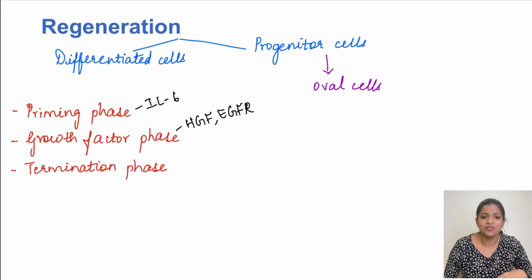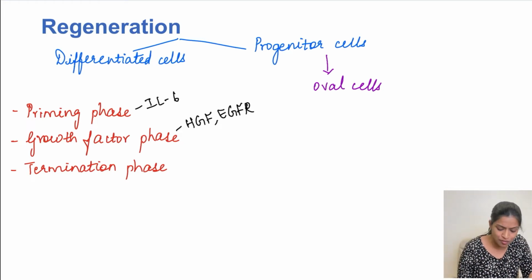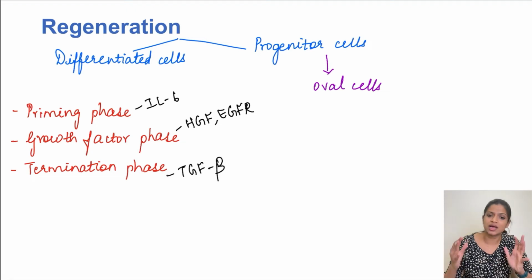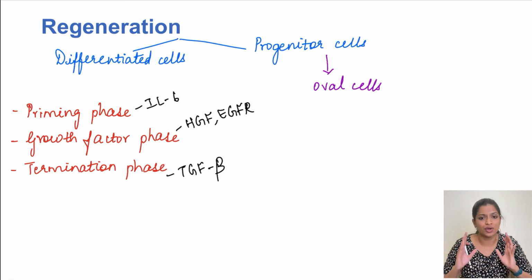The third phase will be the termination phase. That is, the cell has now proliferated, and it has to stop proliferating. So with the help of anti-inflammatory cytokines like TGF-beta, signals will be induced and the proliferation of the cell is going to stop. So this is the process which happens for the proliferation of differentiated cells.